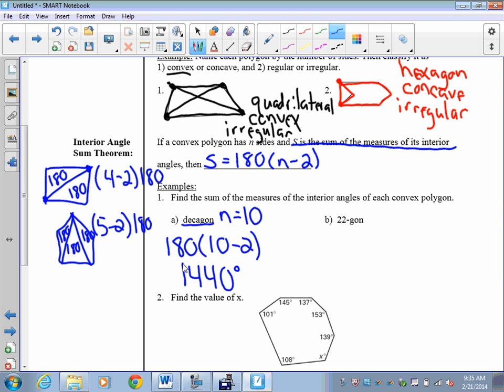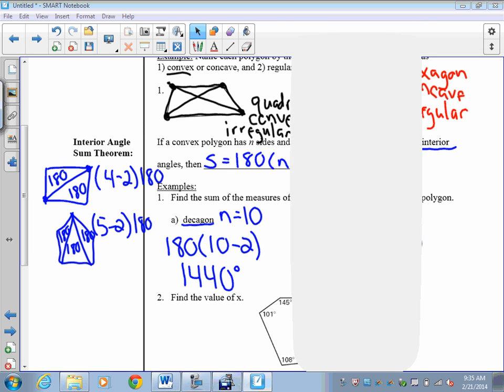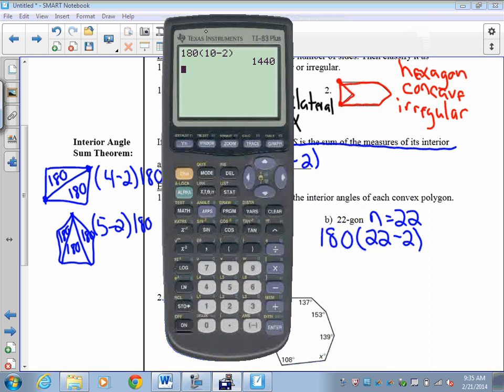For a 22-gon, that means n is going to be equal to 22. Remember, n is just the number of sides. So we have 180 times 22 minus 2. Again, I just plug it in the calculator. And 3600 degrees is going to be the answer.